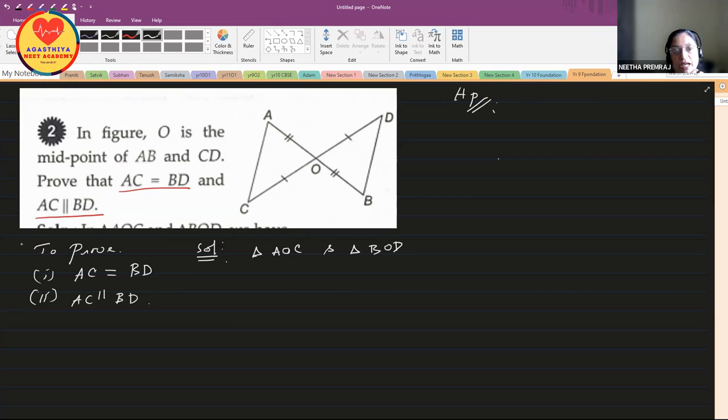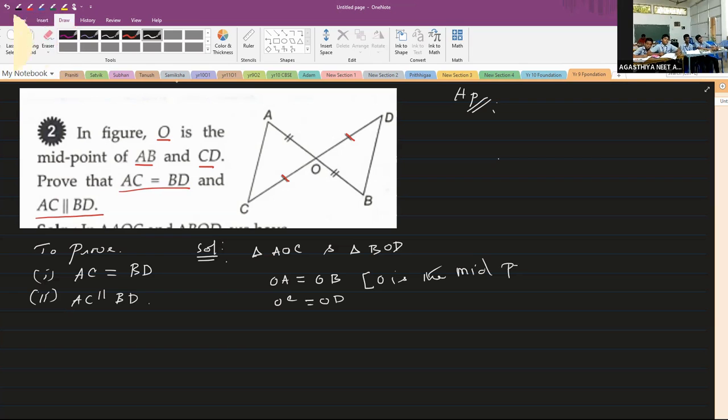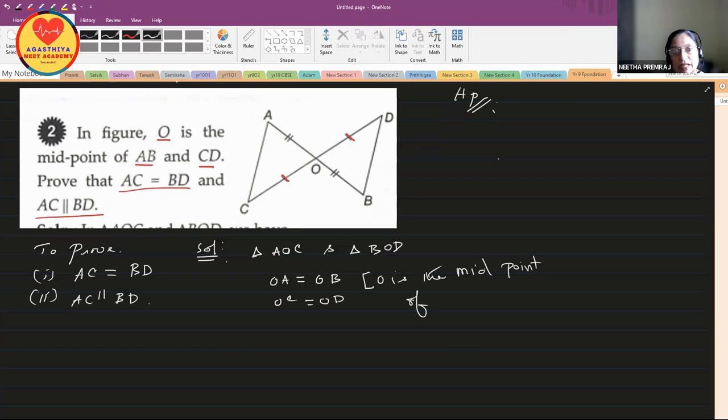It is given that OA is equal to OB and OC is equal to OD. See, this symbol denotes they are equal. It is given that O is a midpoint of AB and CD, so OA must be equal to OB and OC must be equal to OD. You can write it this way.